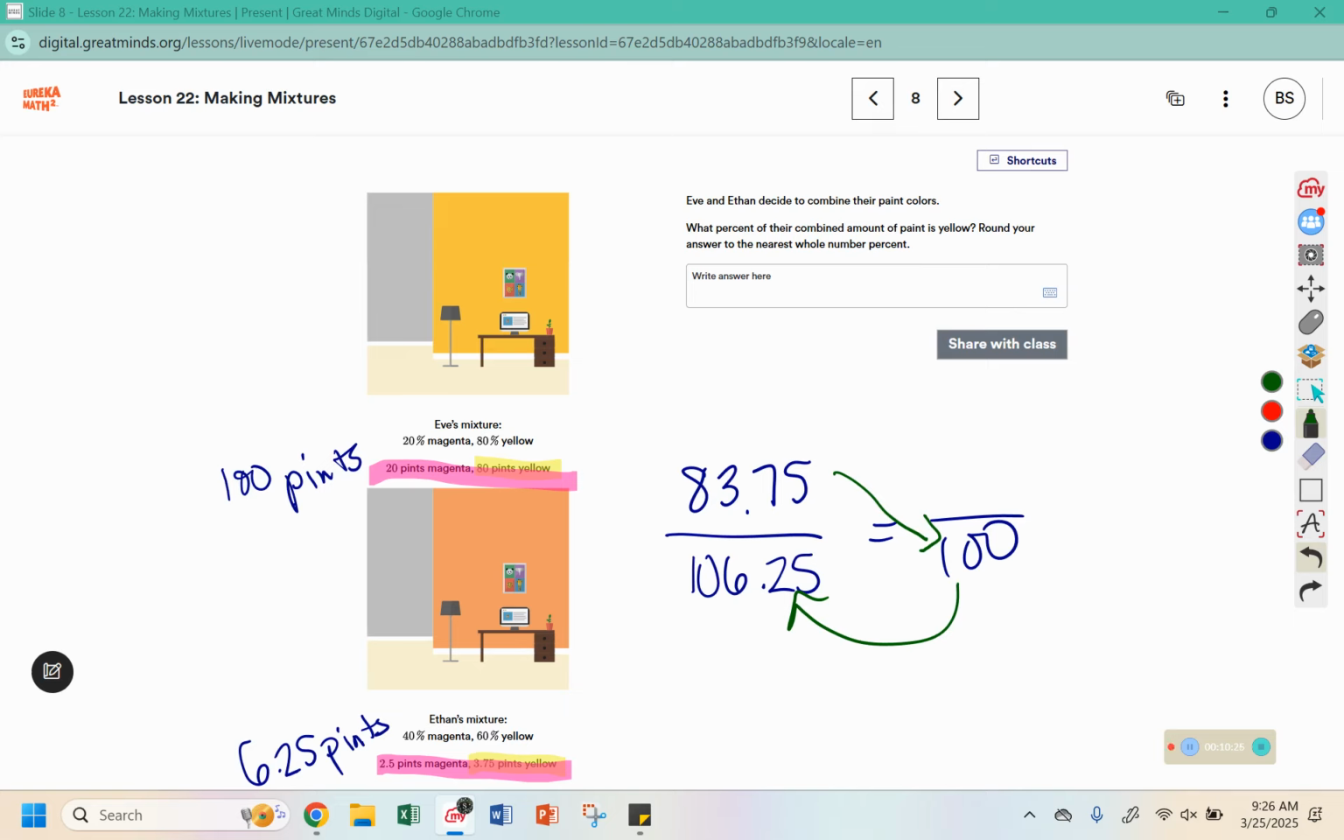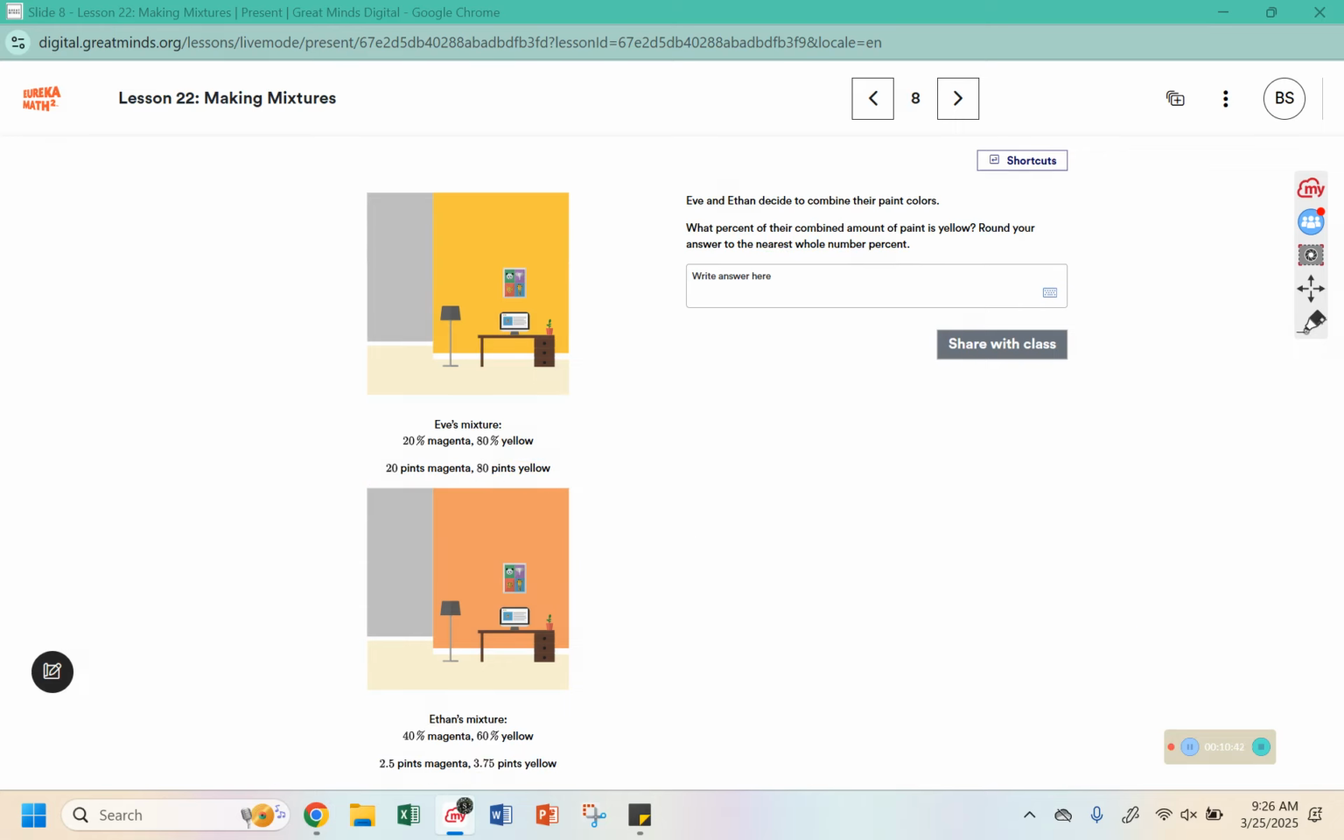And it does say to round your answer to the nearest whole number percent. So I got a value that was 78.8235, and it keeps going. But this 8 tells me to round up to 79% approximately.